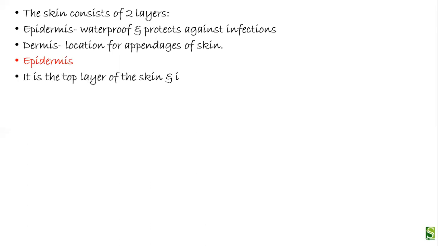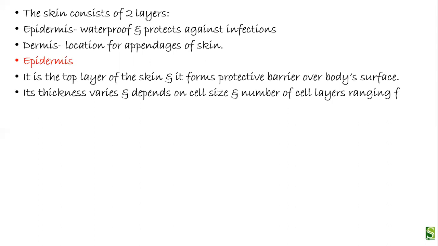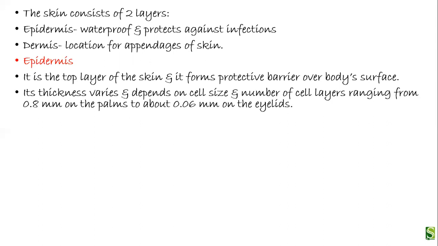Now let us see what the epidermis is. The epidermis is the top layer of the skin and it forms a protective barrier over the body's surface. Its thickness varies and depends on the cell size and number of cells. It might range from 0.8 mm on the palms to about 0.06 mm on the eyelids. So the thickness varies from one location to another.